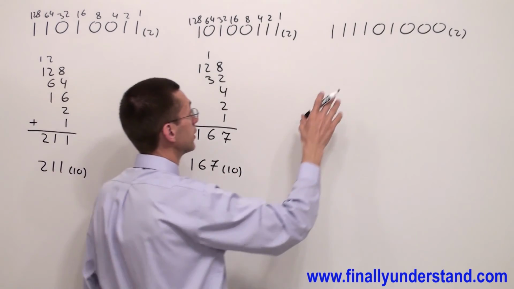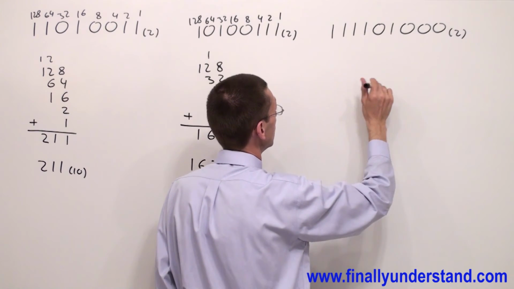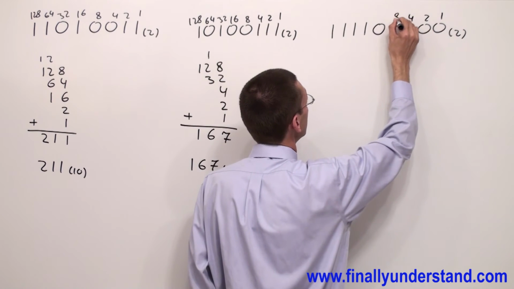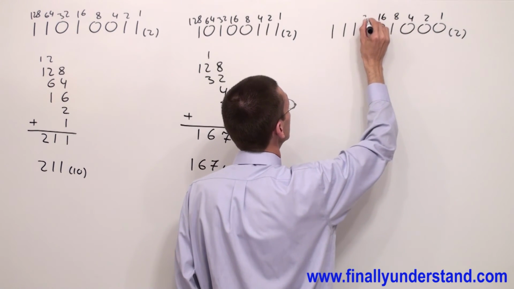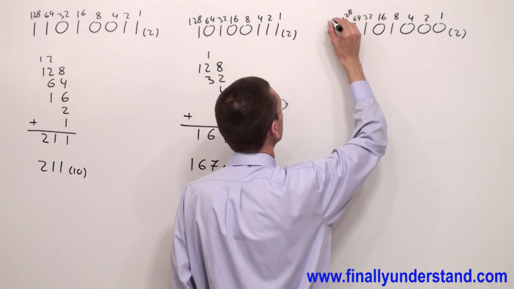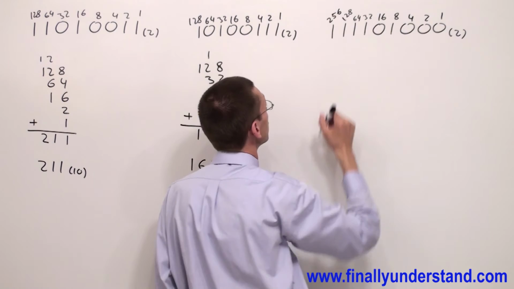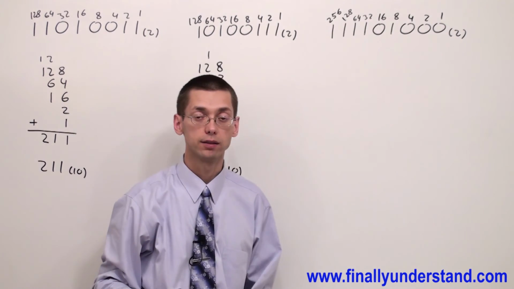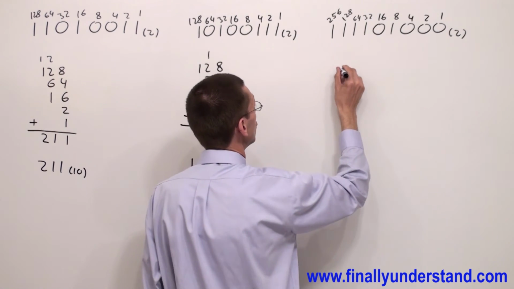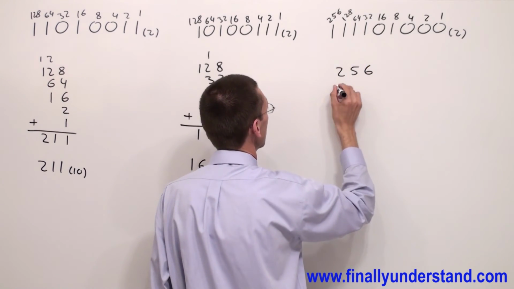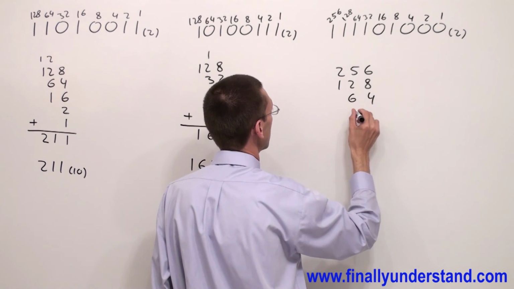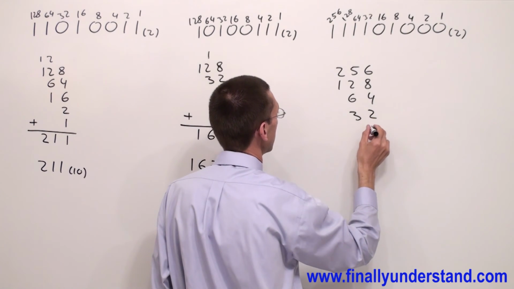Now, let's convert this binary number to decimal. Again, we're supposed to write the weights. 1, 2, 4, 8, 16, 32, 64, 128, and I have 256 over here. Again, we're supposed to add the weights which are above ones only. So I have 256 plus 128 plus 64 plus 32 plus 8.